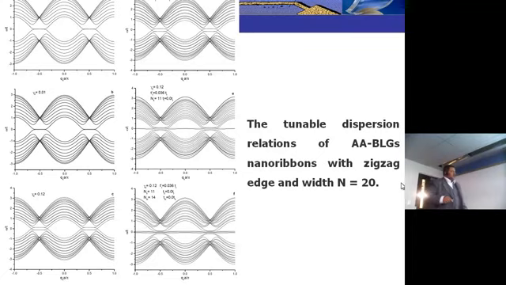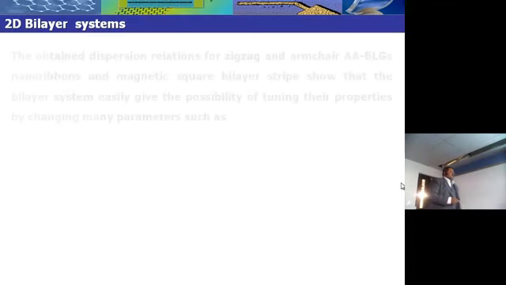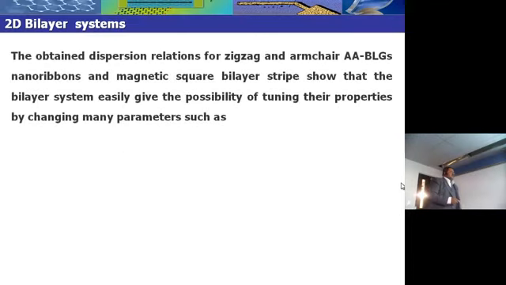The obtained dispersion relation for zigzag and armchair bilayer nanoribbons and magnetic square bilayer strips shows that the bilayer system easily gives the possibility of tuning their properties by changing many parameters: adjusting the interlayer hopping strength by changing the interlayer distance, adding different impurity configurations in individual layers, changing the range of interaction in individual layers, beside many other possibilities. Also, the result shows that the sensitivity of the bilayer system to any parameter depends on their lattice structure.